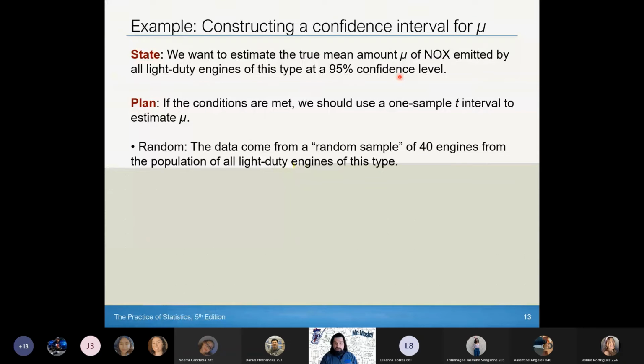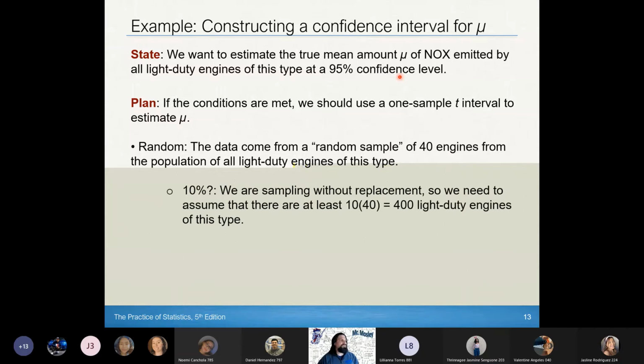Part of the plan is checking the conditions. Right? Was this a random sample? Well, yes, the data came from a random sample of 40 engines. So we're good on the random sample.